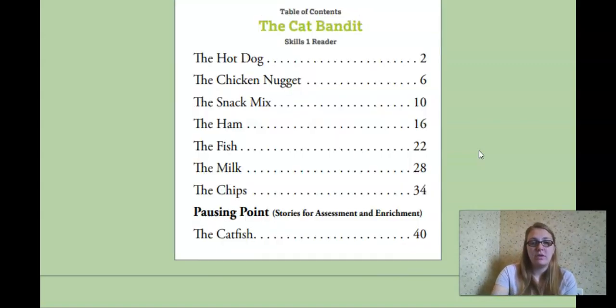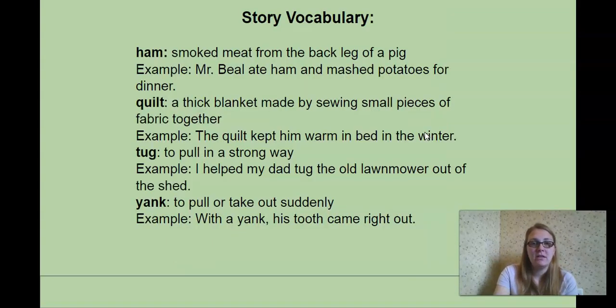Okay, so here's our reader, the Cat Bandit. We're on The Ham. It's page 16. Our story vocabulary. Ham is a type of smoked meat from the back leg of a pig. Example, Mr. Beale ate ham and mashed potatoes for dinner. A quilt, which we just looked at on our activity sheet, is a thick blanket made by sewing small pieces of fabric together. Example, the quilts kept him warm in bed in the winter.